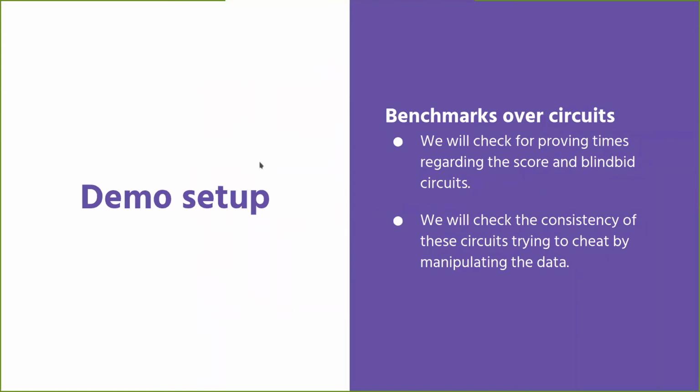So now, going for the demo, we are going to see benchmarks over the score generation function circuit and the blind bit proof circuit. Apart from seeing the results, which, by the way, I anticipate will not be awesome with the computer that I'm using, we will also check that the consistency of these circuits is correct. Therefore, we will try to cheat a little bit and try to get a better score than the one that we should have, or things like this.